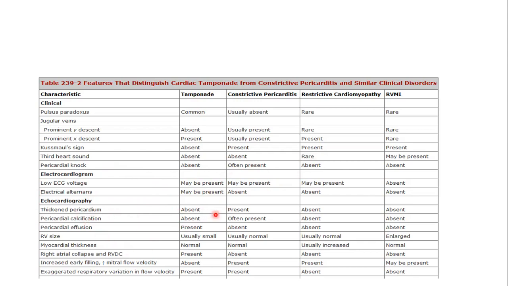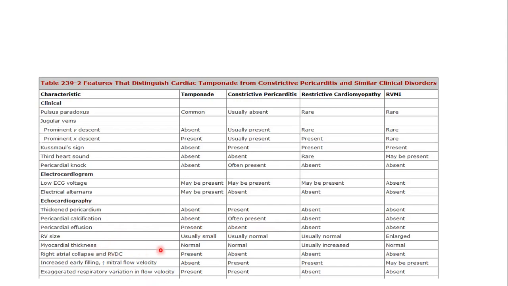So for the echocardiography, constrictive shows a thickened pericardium. So for tamponade, there's no problem with thickening of the pericardium. The major challenge we have is that there's so much fluid surrounding the heart that it tends to compress. So no issue with the pericardium. And the pericardial calcification is often present in constrictive, which is not found in tamponade. Then pericardial effusion is usually present, mild to moderate, moderate to severe, in tamponade. Maybe absent or maybe just a little, usually absent in constrictive pericarditis, okay?